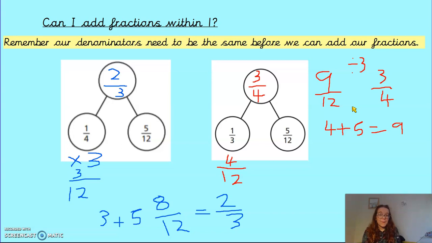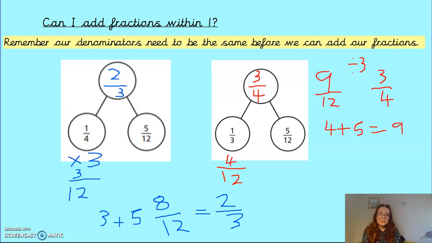Here is my working out and my answer. I knew that I'd need to make my denominators the same, so I had 4/12 because I times this one by 4. 3 times 4 equals 12, and 1 times 4 equals 4. I then added my 4 and my 5, my numerators, together to give me 9. So I had 9/12. Now, if you had 9/12 up here, fantastic, that is correct. But if you managed to realise that you could simplify it by dividing by 3, and that would give you 3/4, give yourselves a double thumbs up for spotting that simplification.